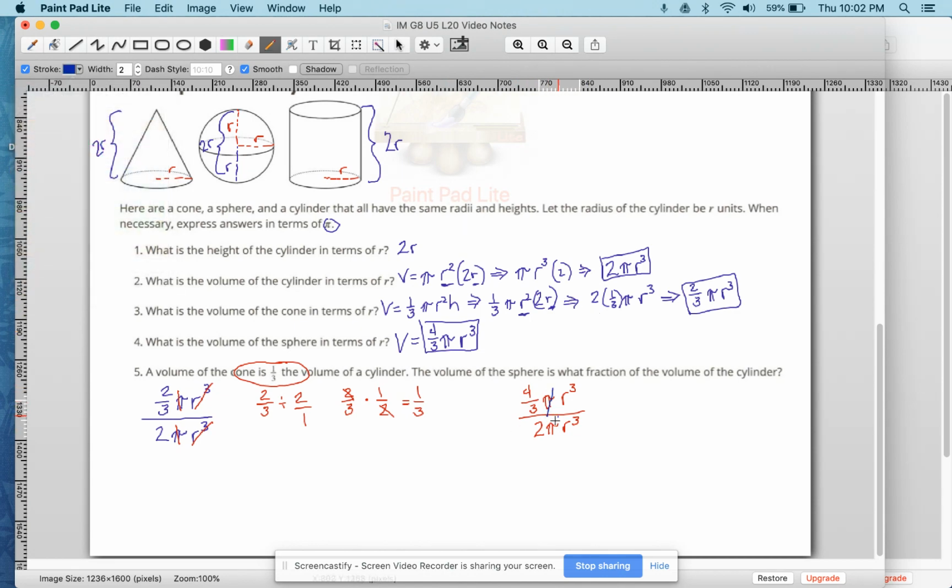So pi divided by pi is 1. Radius cubed divided by radius cubed is 1. So all I have left is 4/3 divided by 2. 4/3 divided by 2 is like 2 over 1, and I've got 4/3 multiplied by the reciprocal. I cancel these two out, this one goes to 2. 2 times 1 is 2, and 3 times 1 is 3. So the answer to this problem is the volume of the sphere is 2/3 the volume of the cylinder.